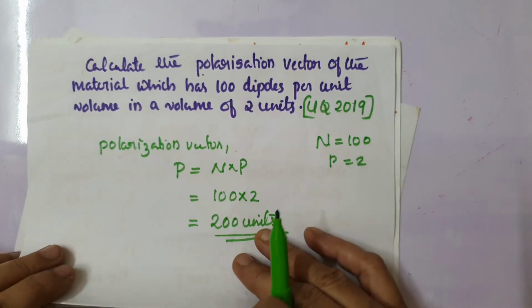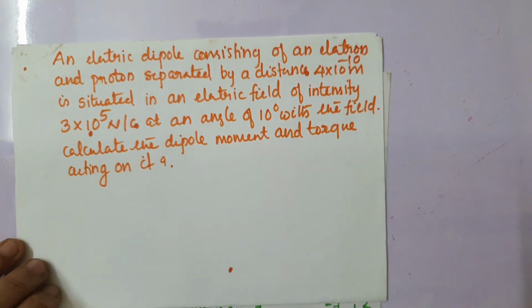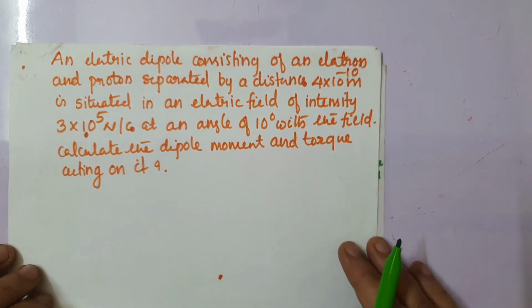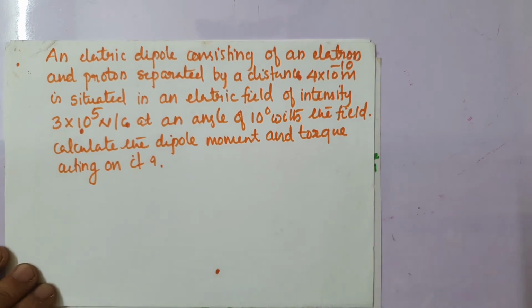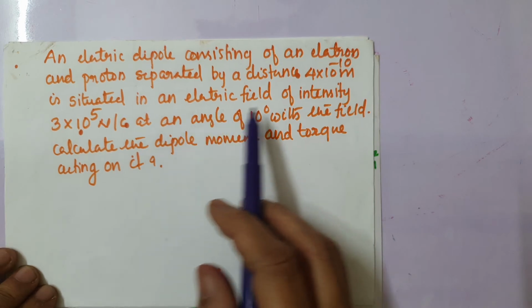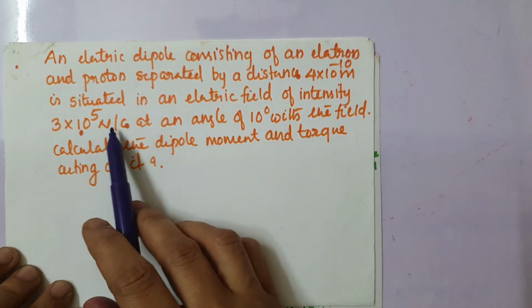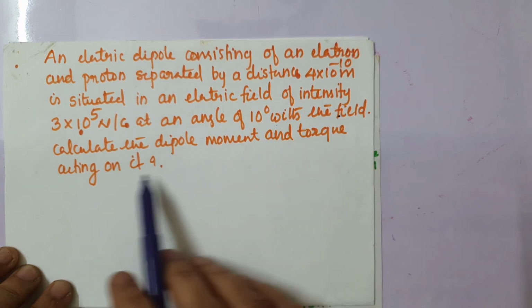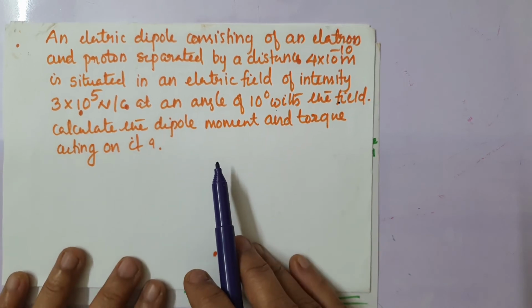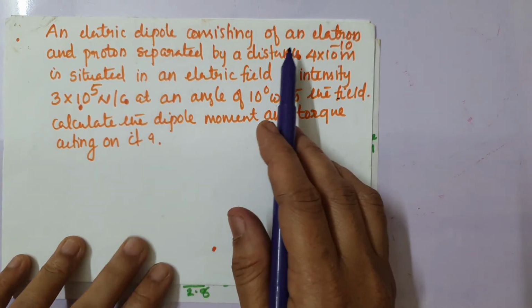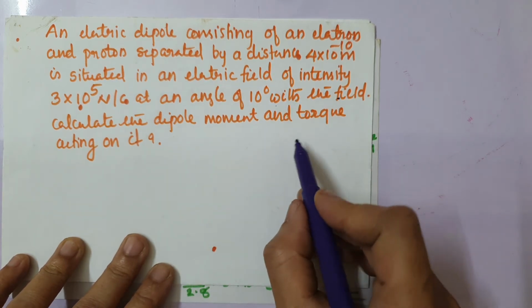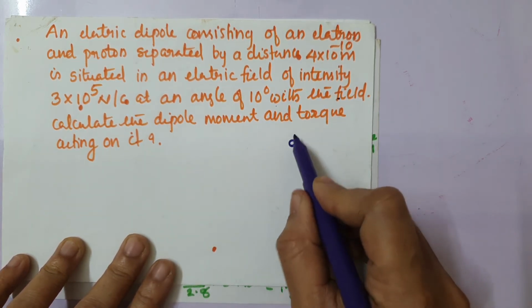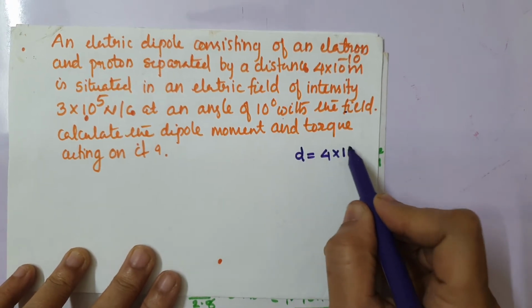And the next question is, an electric dipole consisting of an electron and a proton separated by a distance 4 into 10 raised to minus 10 meter is situated in an electric field of intensity 3 into 10 raised to 5 Newton per coulomb at an angle of 30 degree with the field. Calculate the dipole moment and torque acting on it. So here the distance d is equal to 4 into 10 raised to minus 10 meter.